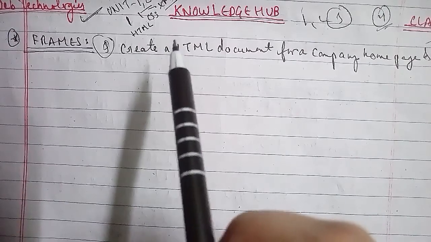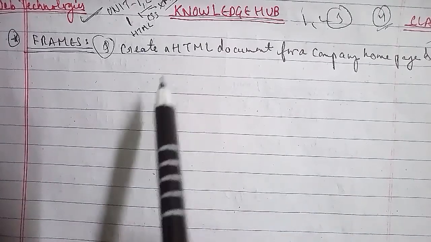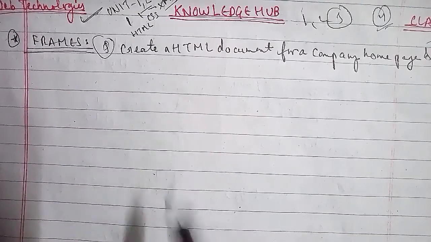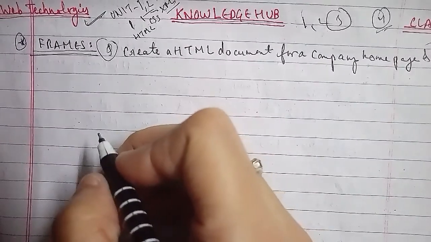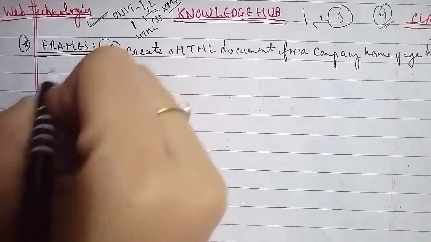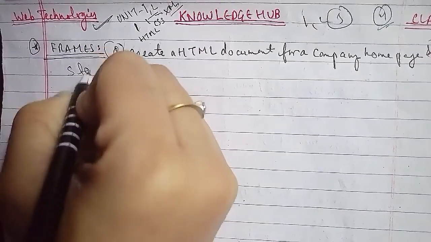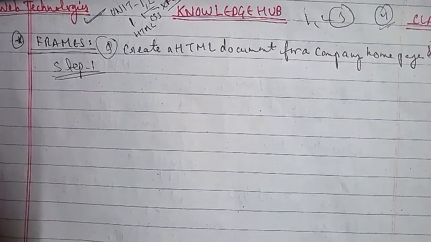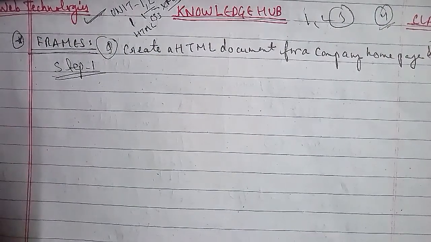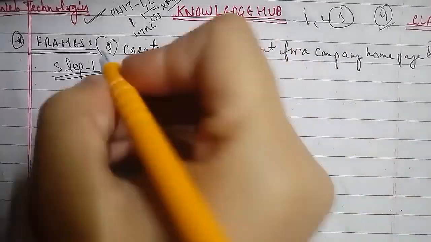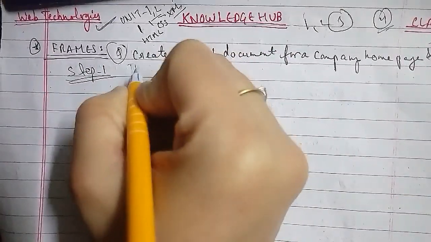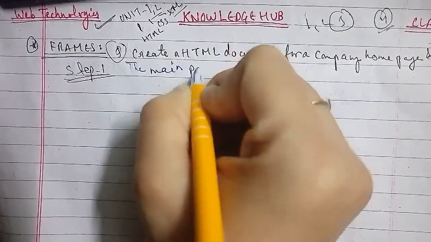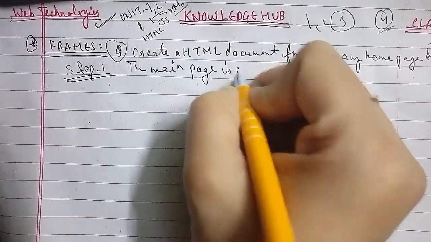So for the creation of the web page with frames, step 1: the main page is created. We have to create a main page. The main page is created as follows.